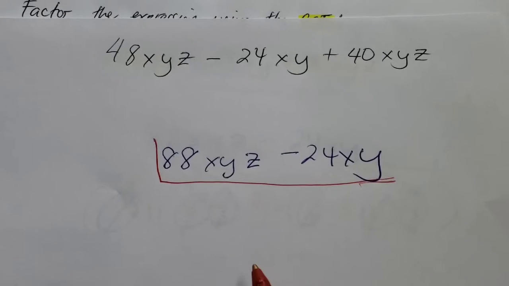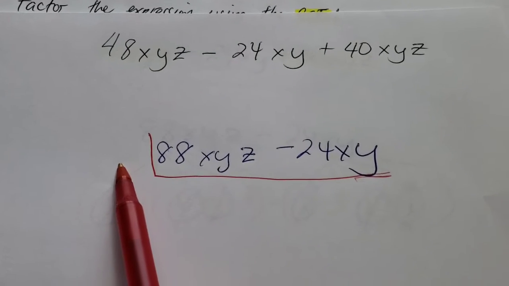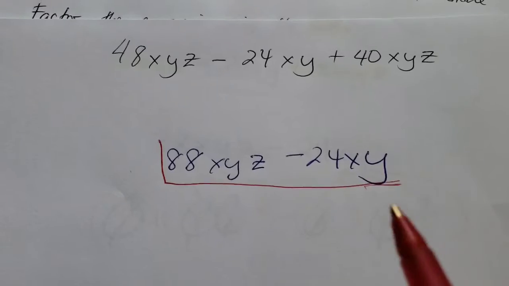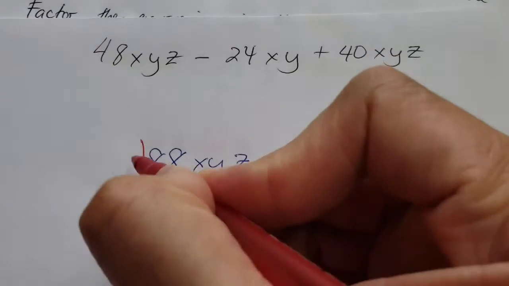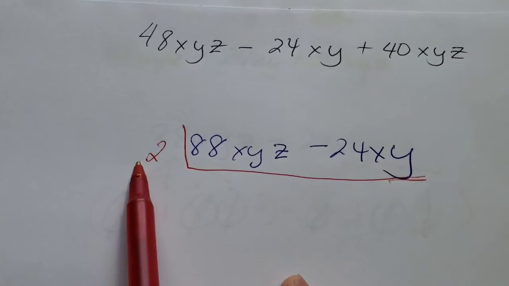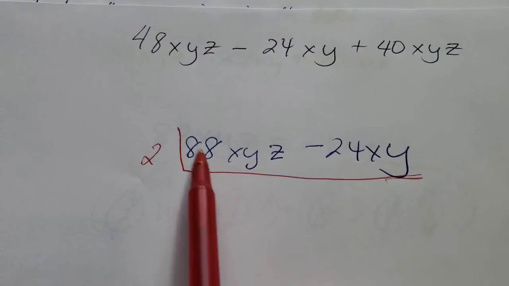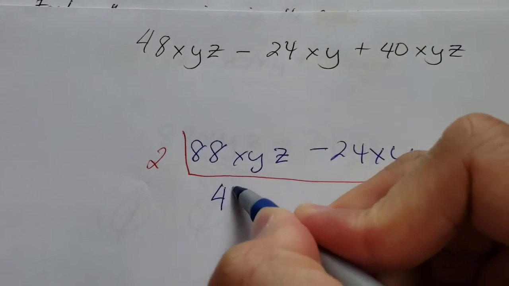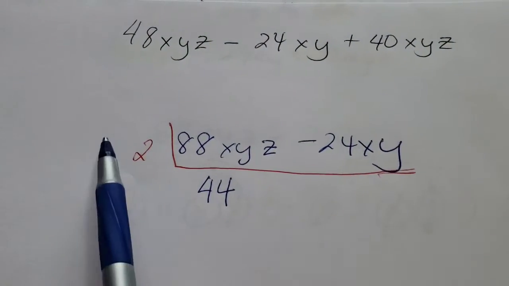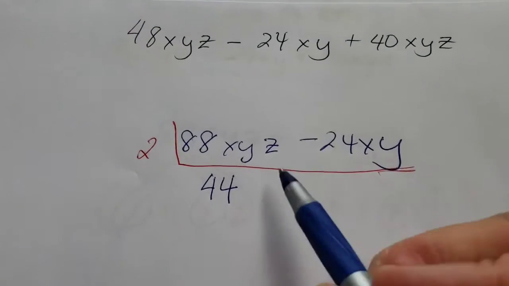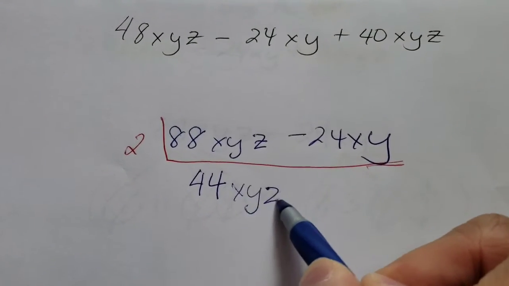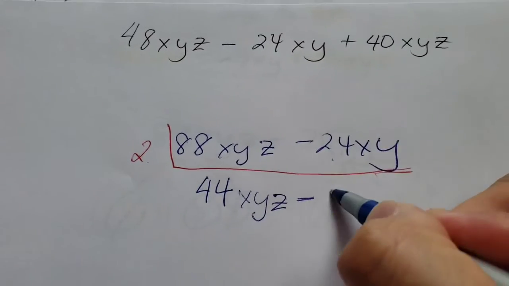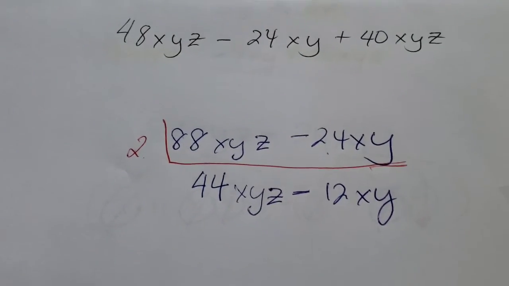Well, technically we know it's 8. Now, if you want to use 2, you can use 2. So if you want to use 2, it will look like this. So I can divide 2 from 88. So 88 divided by 2 would give me 44. Okay, so let's start with the easier first. Now we got then xyz. Let's start with that first. Minus. So 24 divided by 2 will get us 12xy.